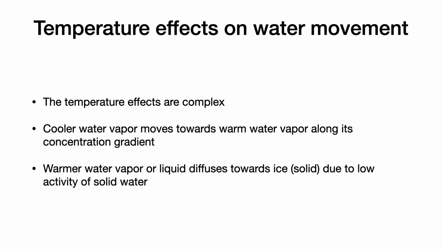In another situation that happens in real life, we have warm water vapor or liquid, which is warmer than ice, which is cold and a solid. Because ice is a solid, the water becomes very inactivated. So as warmer water is moving towards ice, it becomes inactivated. It moves from high activity to low activity. This is what will happen in real life when ice is forming near the plant or inside the plant, and water molecules will move towards that ice crystal. We'll discuss this more in the future when we get into environmental stresses and talk about freezing stress.